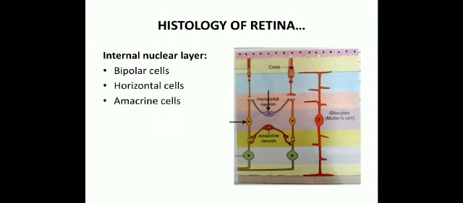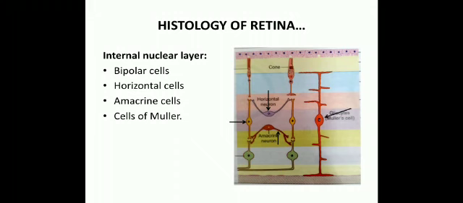The next type of cell is the amacrine cells. They also lie horizontally in the retina. Their processes enter the inner plexiform layer, where they synapse with the axons of bipolar cells and with the dendrites of the ganglion cells. One more type of cell present is the cells of Müller, or Müller cells, or the gliocytes.